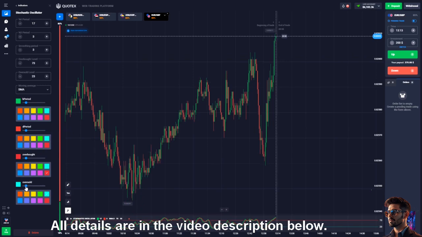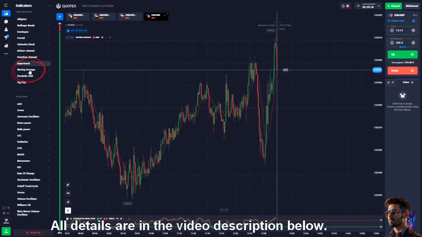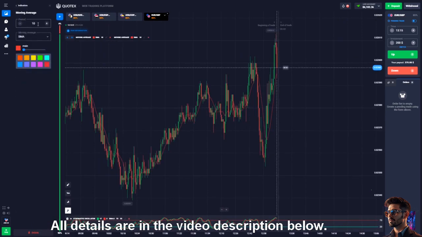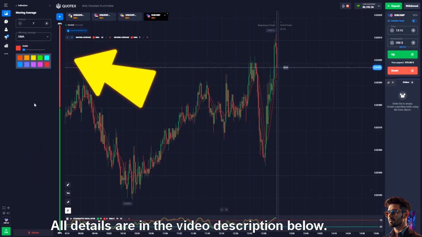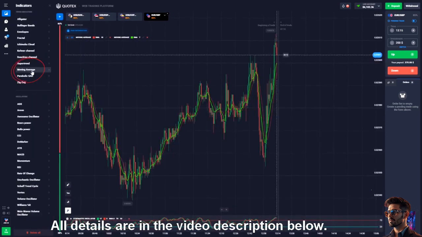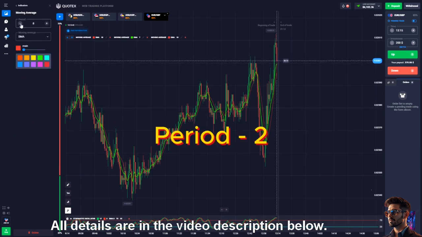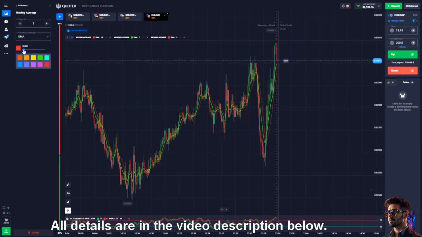Now we have to select another indicator, which is going to be moving average. After selecting moving average, change its period to 7. And from SMA change it to EMA, make it green and a bit thick. Go to moving average again. Change its period to 2. Change it to EMA as well. Now make it red, and increase its thickness like this.